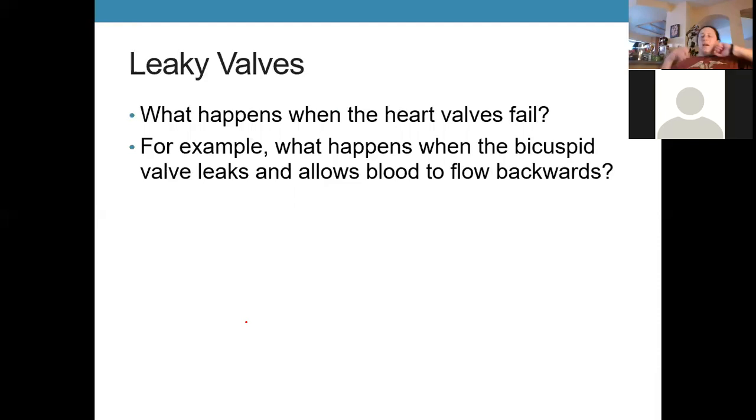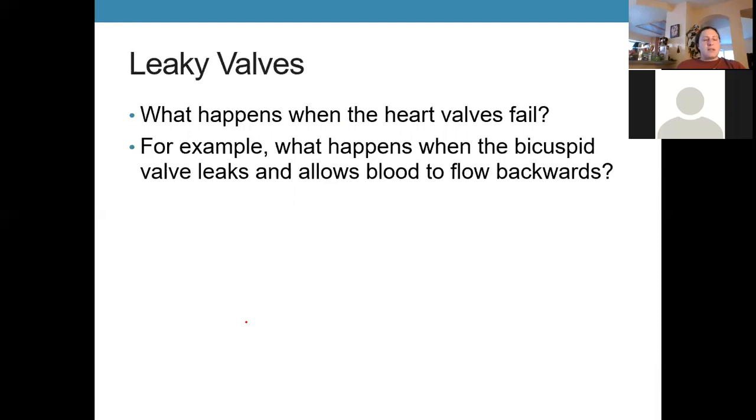So valves aren't 100%, they are capable of failing. So as kind of trying to tie this in to health, what happens when we have a valve leaking, like the bicuspid valve between the left atrium and the left ventricle, and the blood is actually able to flow backwards.